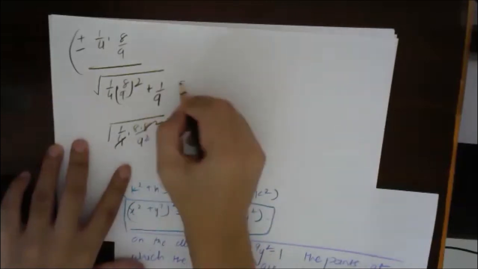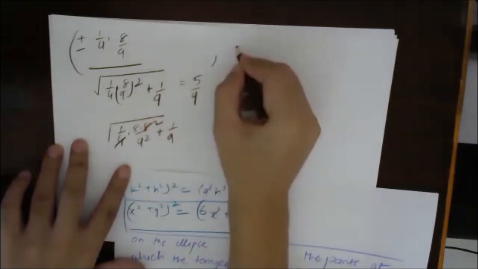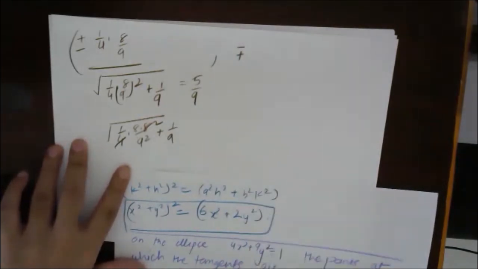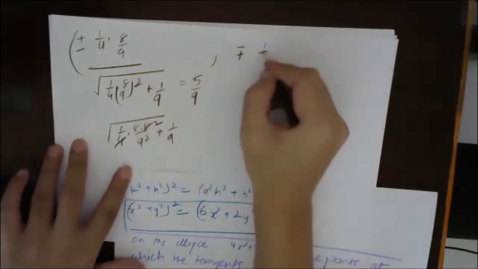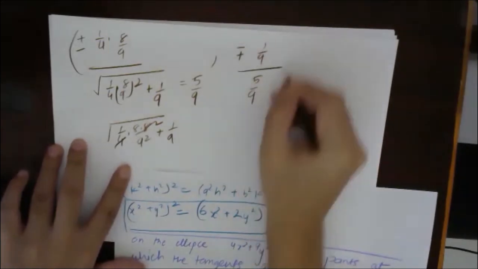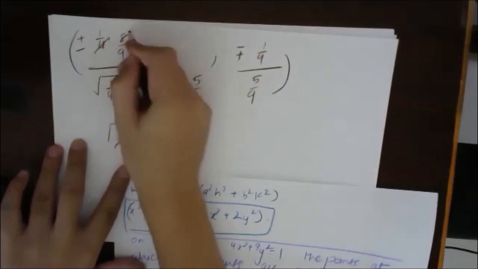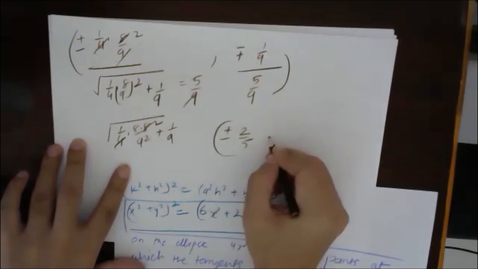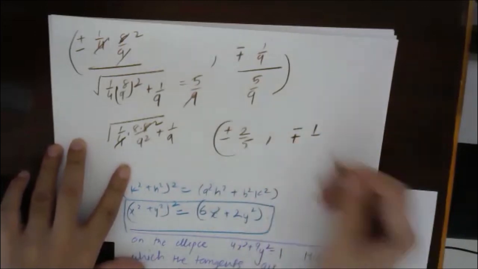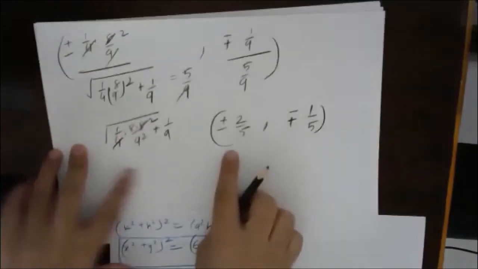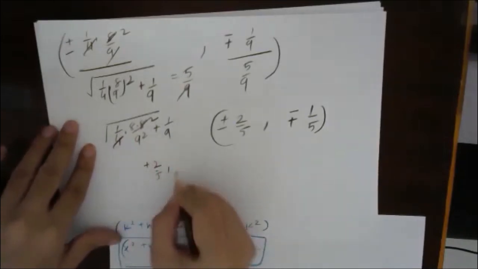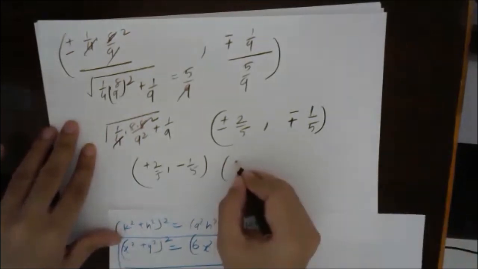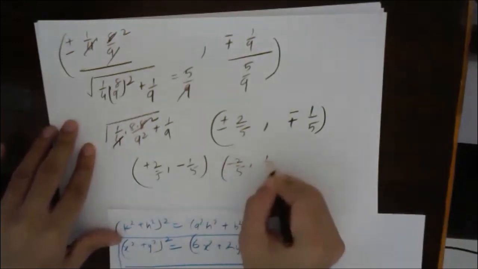So this is 5 by 9, comma, minus plus, we have b square. B square is 1 by 9, comma, 5 by 9. Okay, if I check this out, this 9 and 9 get cancelled. So this is plus minus 2 by 5 and this is comma minus plus 1 by 5. So the points will be 2 by 5 comma minus 1 by 5, and the other point will be minus 2 by 5 comma 1 by 5.